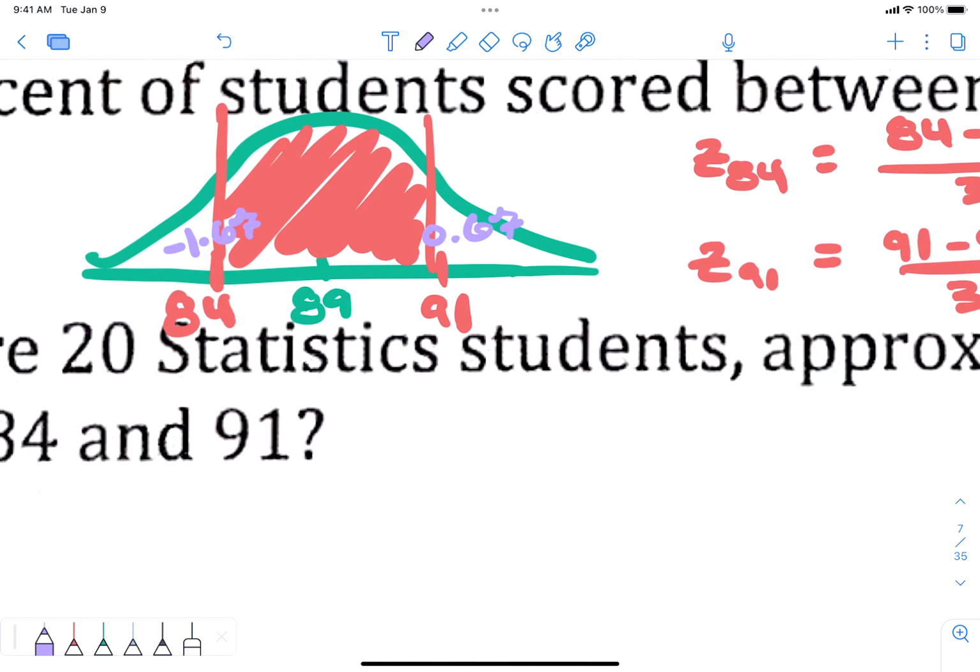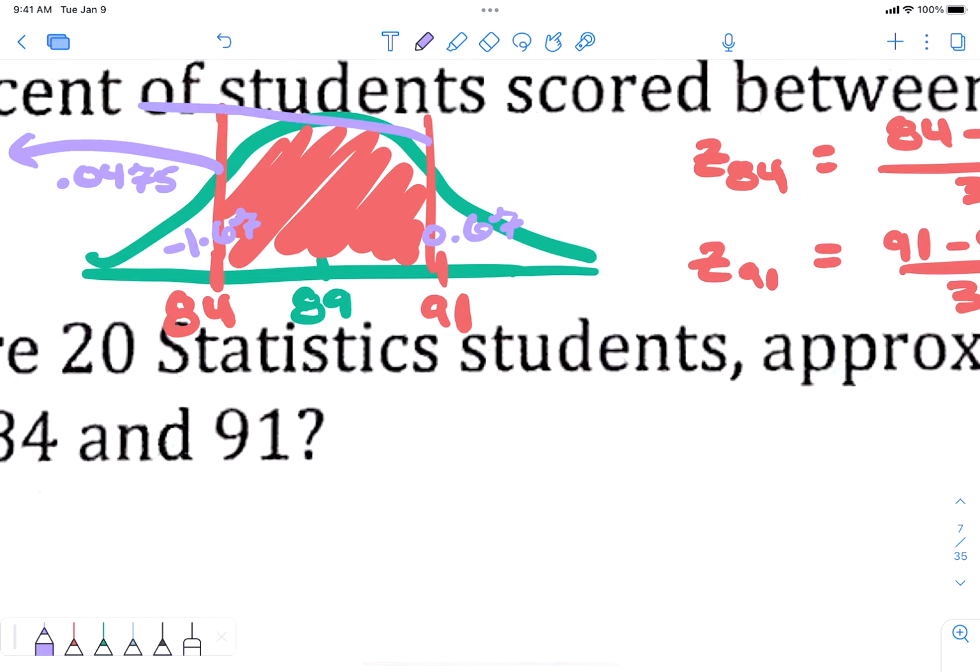Are we feeling good about this? Okay for now? Let's pick one of them and do the left one first. Negative 1.67. If we look that up on the chart, negative 1.67 is 0.0475, because these charts always read to the left. That means about 4, almost 5%, is below that. Now if I read the other one, positive 0.67, make sure you're on the positive side.